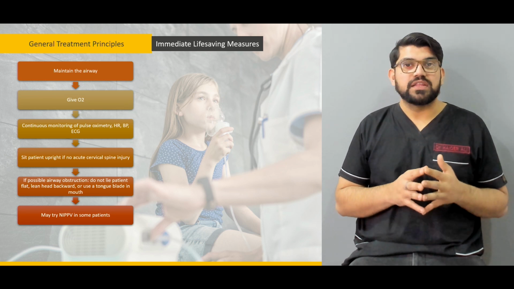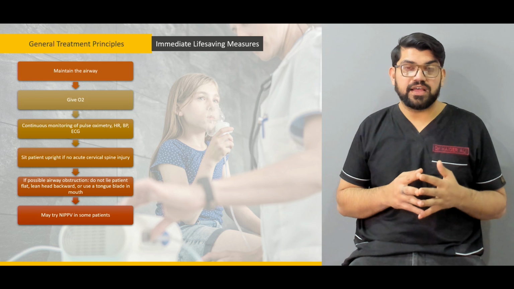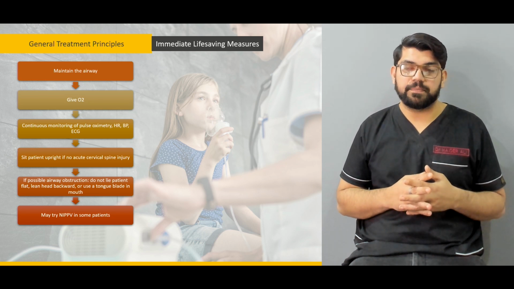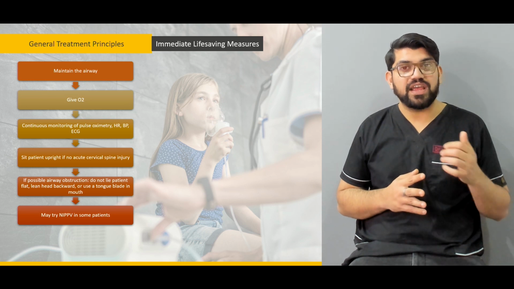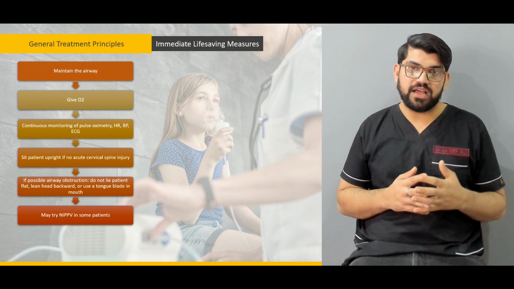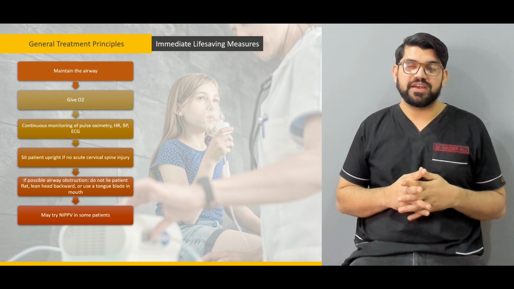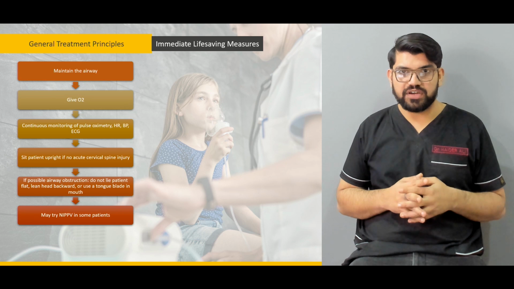In BiPAP, there is inspiratory positive airway pressure and expiratory positive airway pressure. Inspiratory is kept at the higher side, and expiratory is kept at the lower side. So an I:E ratio is recommended, that is 1:2 and 1:3.